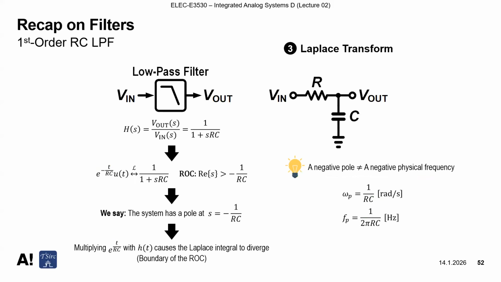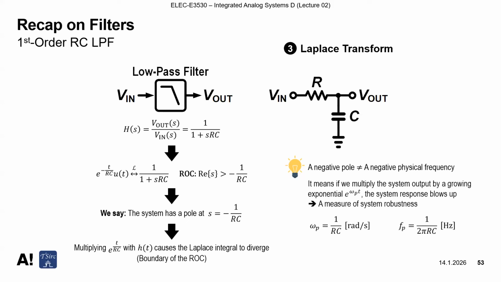So here, s equal to minus 1 over RC doesn't mean that we are thinking of a negative physical frequency. It just means the condition: what is the tolerable multiplication factor that this system can take and stay as stable as it is. So in our case, as we derived, we call the pole frequency 1 over RC, which is angular frequency, radian per second. And in the Hertz domain, we call it 1 over 2 pi RC.